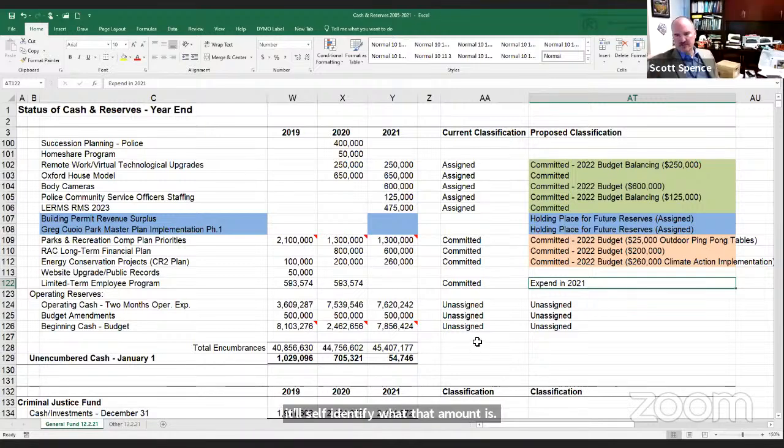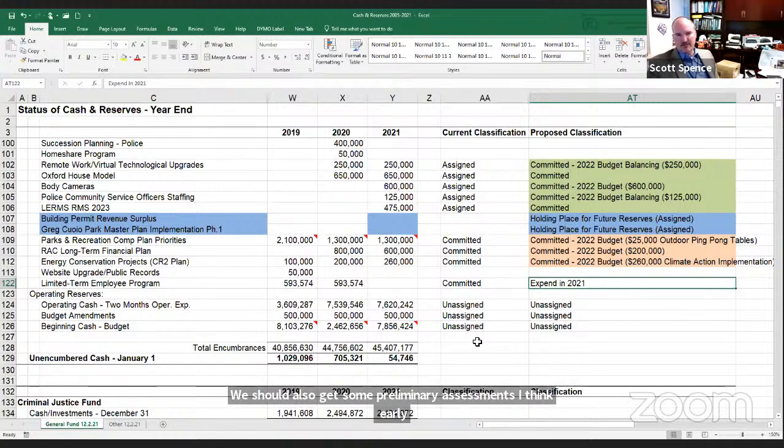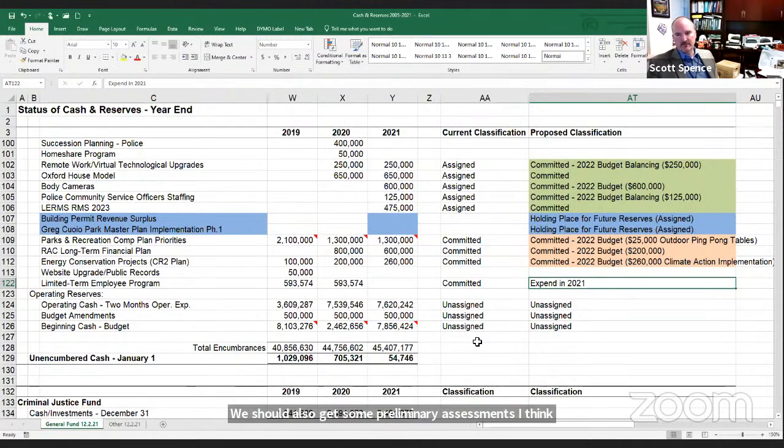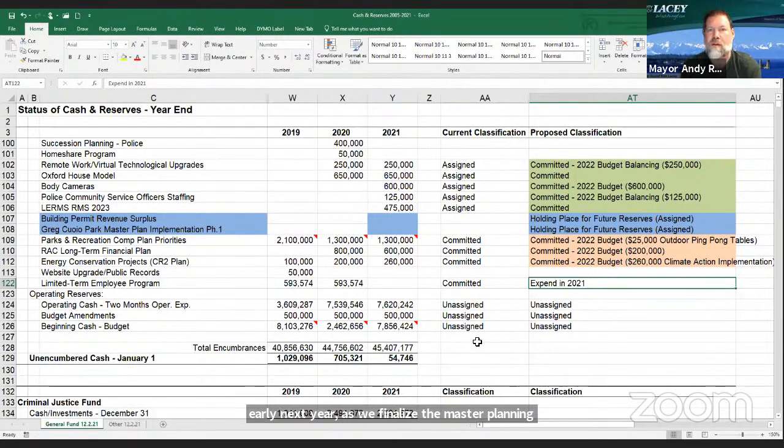We should also get some preliminary cost estimates, I think, early next year as we finalize the master planning process. Yeah, I mean, that is important. It's a big project for our community. Our community is really excited about it. It'd be nice to be able to commit some reserves to that for sure.